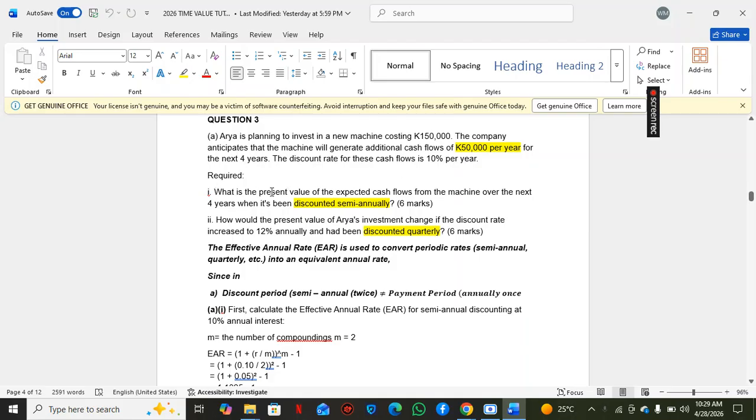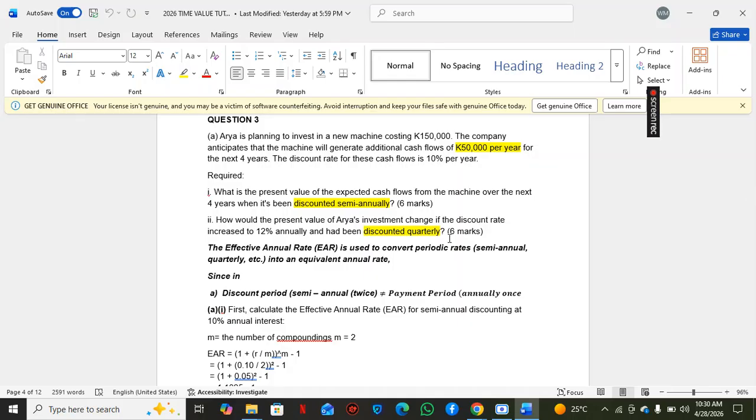Required. What is the present value of the expected cash flows from the machine over the next 4 years when it's discounted semi-annually? Number two, how will the present value of Aria's investment change if the discount rate increased to 12% annually and had been discounted quarterly? So here again, dealing with annuities.